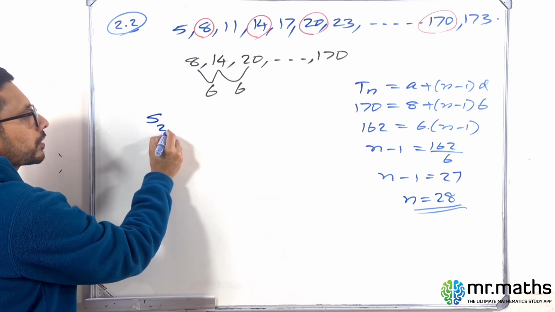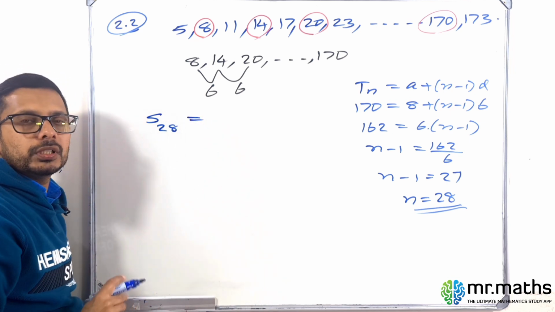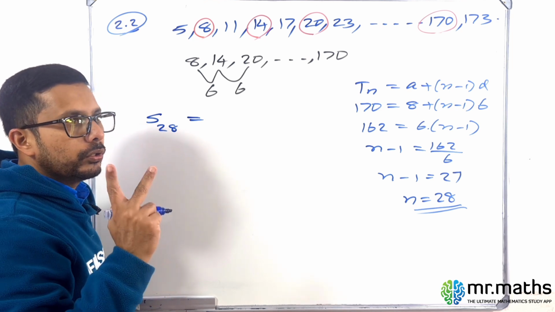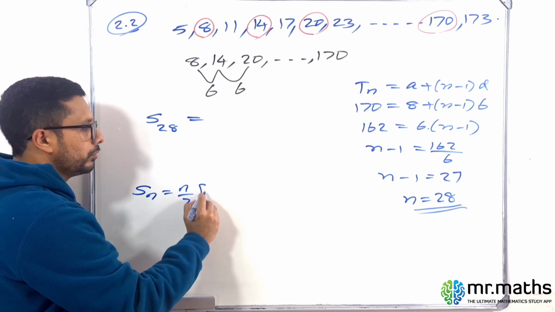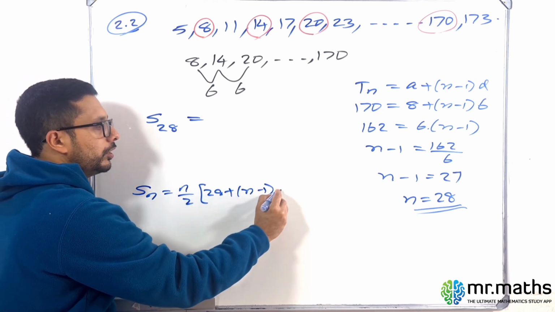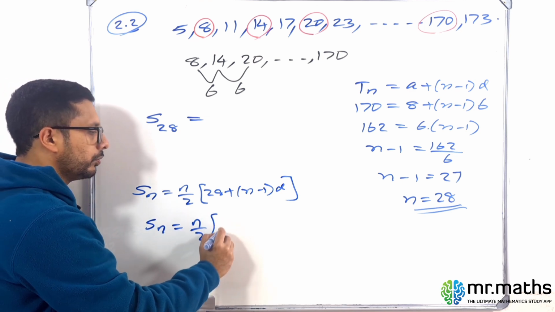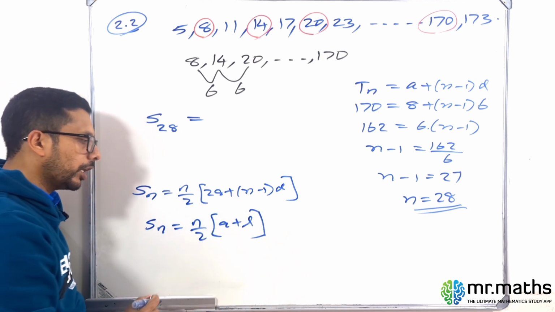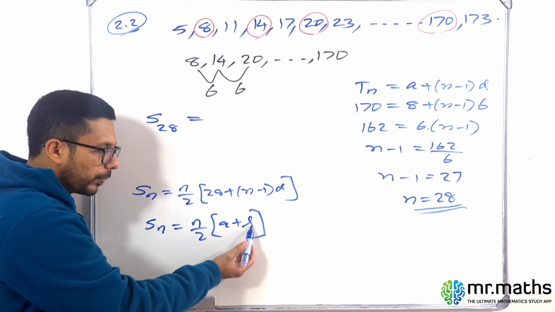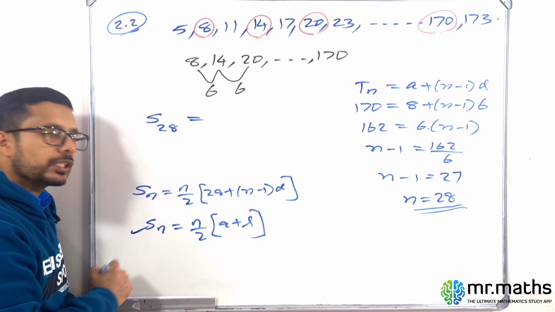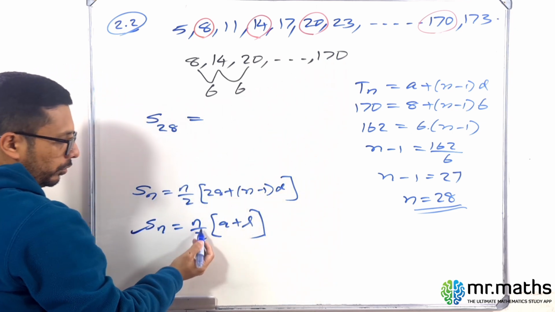So we know that S, how many terms are there? 28 terms. So S28 is equal to, this is an arithmetic series, so you studied two formulas. One formula is Sn is equal to n over 2 into 2a plus n minus 1 into d. Am I right? There is another formula, Sn is equal to n over 2 into a plus l. Both are the same formula. When can you use this formula? When you know the first term and the last term, you can use this formula. That is easier. Here we know the first term and last term, so I am going to use this formula.